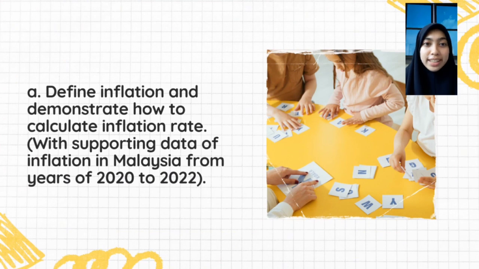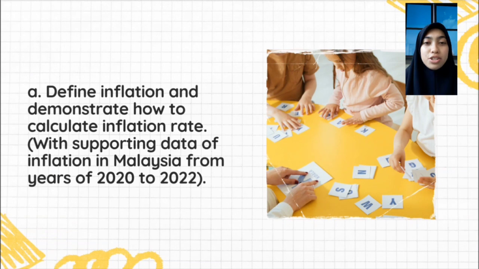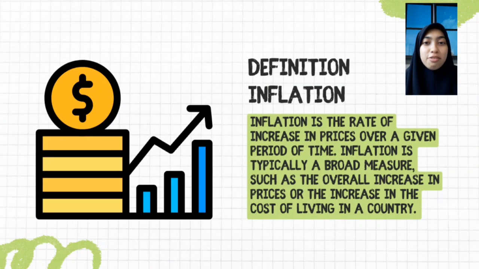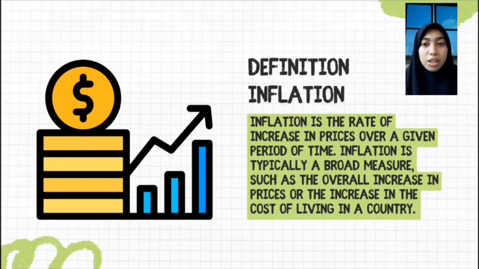I'm going to explain the definition of inflation and the formula for how to calculate the inflation rate. Definition of inflation: inflation is the rate of increase in prices over a given period of time.